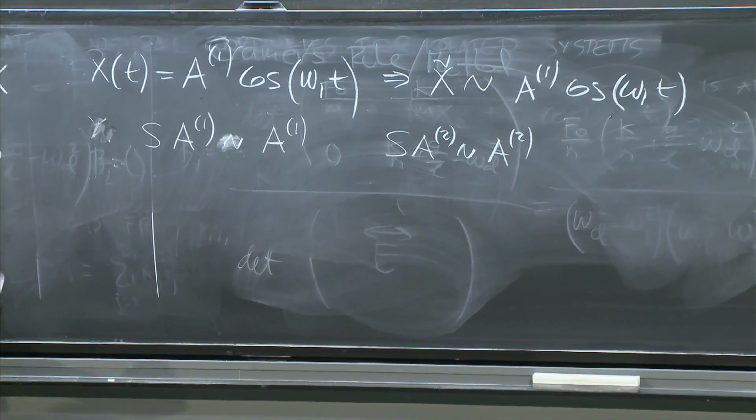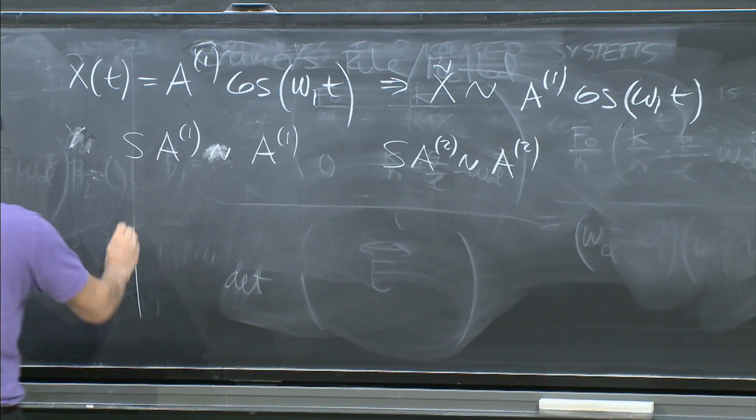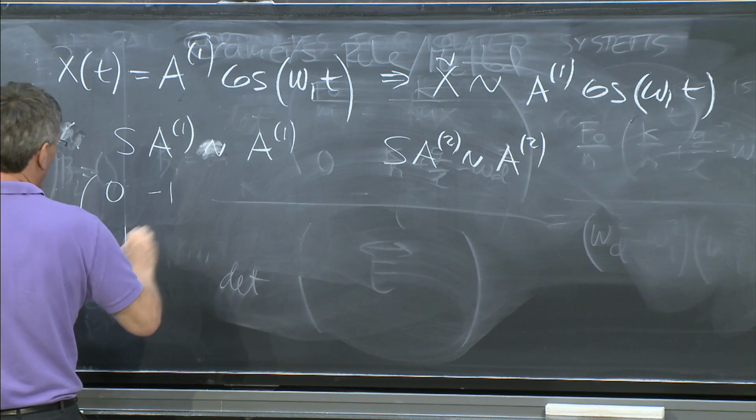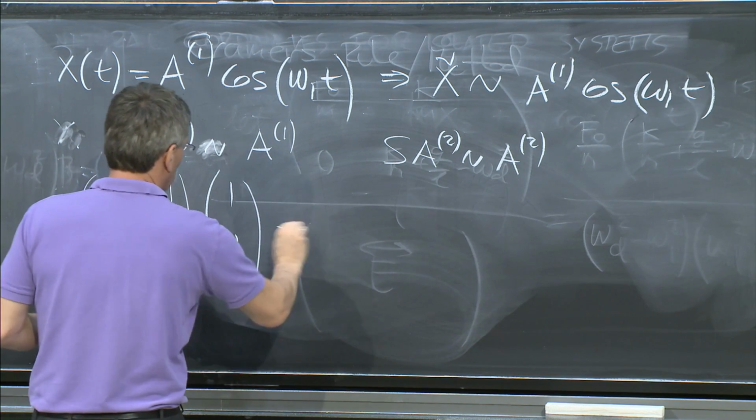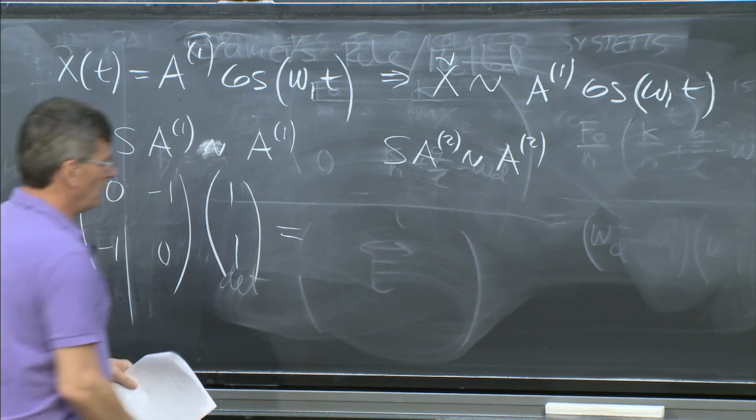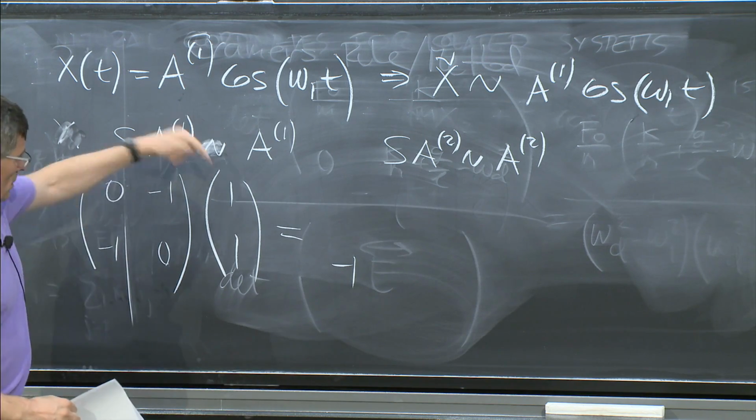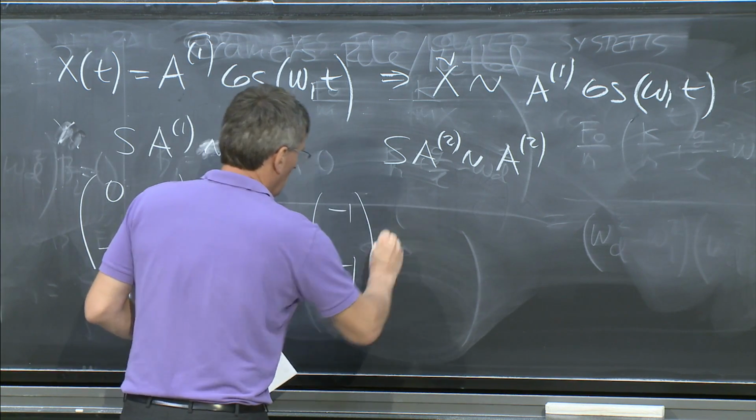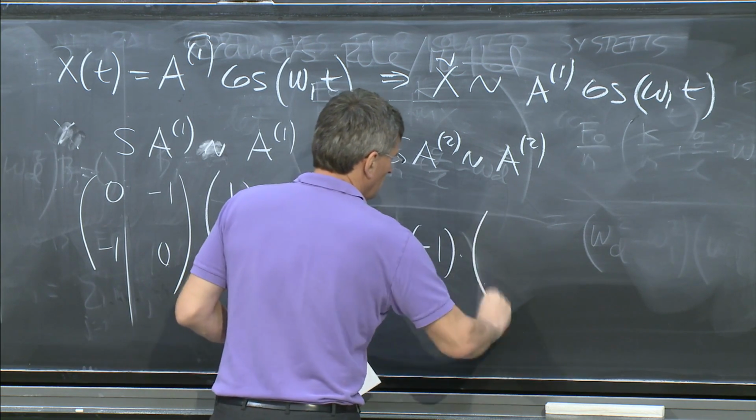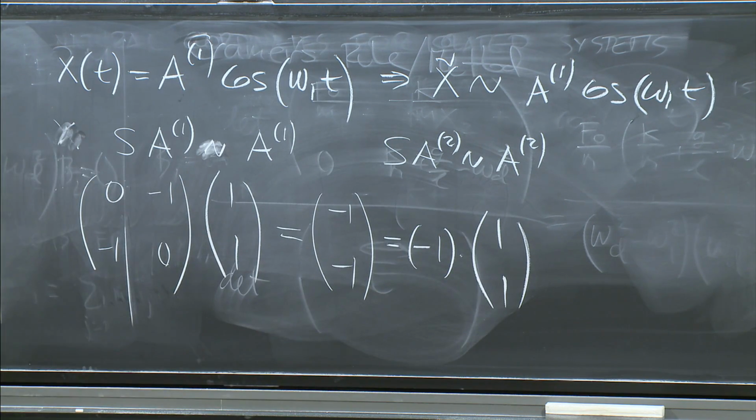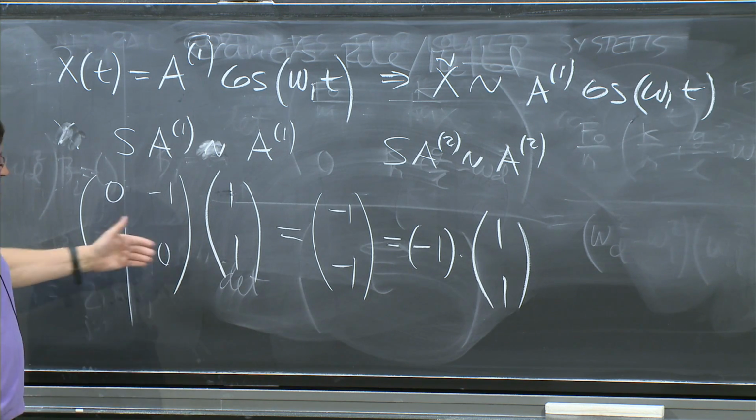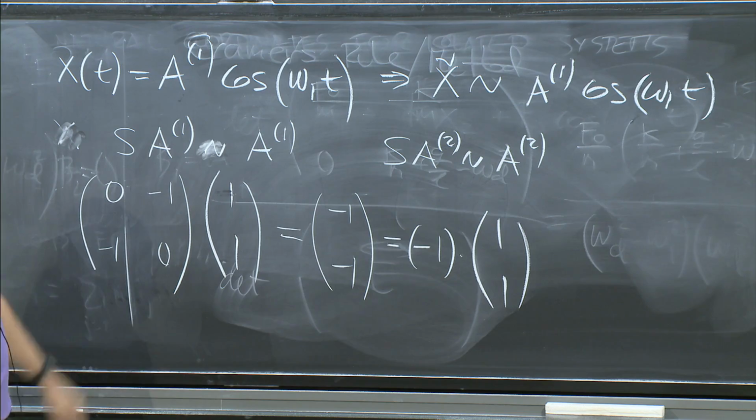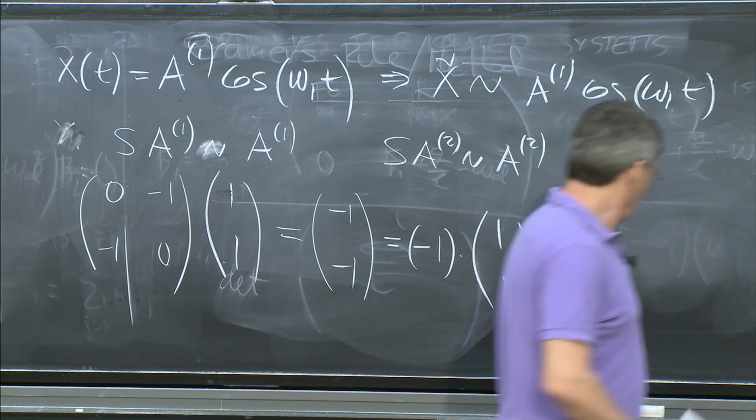So let's try to see with our own eyes if this works. Let's say S is 0, minus 1, minus 1, 0, times 1, 1. What is it equal to? 0 minus 1, I get minus 1 here. Here I also get minus 1, which is equal to minus 1 times 1, 1, which is vector A. So vector 1, 1, which is our first mode of oscillation, when you apply the matrix S, you get a minus 1, the same thing.